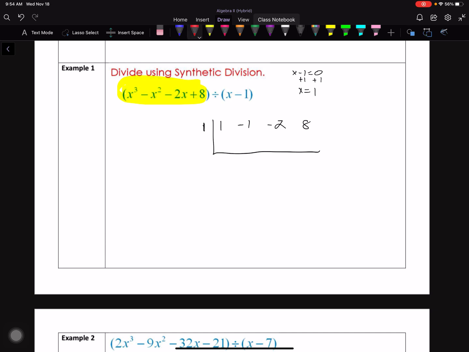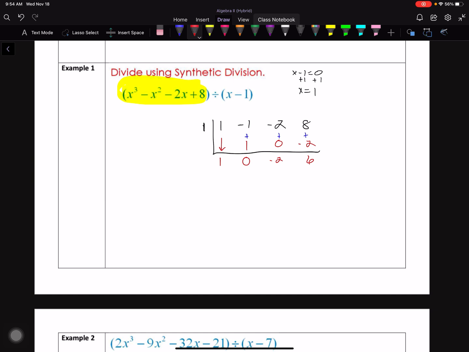So just like synthetic substitution, we'll drop the first number down. We'll multiply the numbers on the outside. Then we'll add, so -1 plus 1 is 0. 1 times 0 is 0. -2 plus 0 is -2. And -2 times 1 is -2. So we end up with a 6 there at the end.